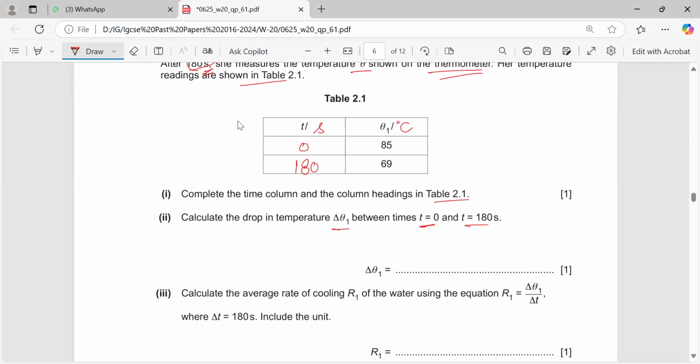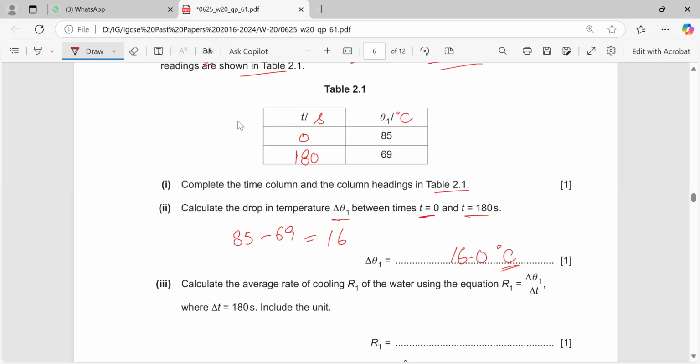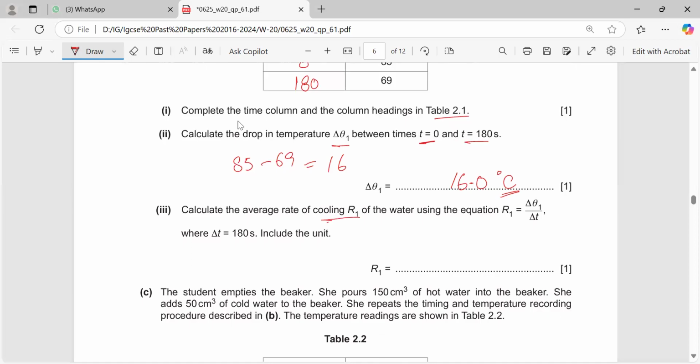So very simple. We can write 85 minus 69, and that is equal to 16. Only writing 16 will give us 0 marks; 16.0 even if you want to write, but don't forget to write degrees Celsius. Calculate the average rate of cooling.